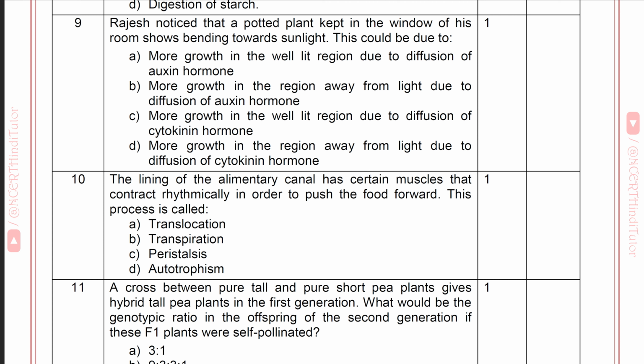Question 9. Rajesh noticed that a potted plant kept in the window of his room shows bending towards sunlight. This could be due to answer B. More growth in the region away from the light due to diffusion of auxin hormone. Question 10. The lining of the alimentary canal has certain muscles.